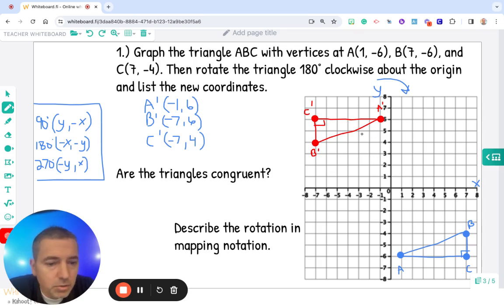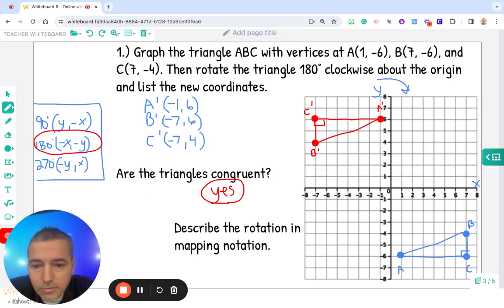Are the triangles congruent? Yeah, we just turned it. It didn't change size or shape, right? So yes, the 2 triangles are congruent. And describe the rotation of mapping notation. Well, we wrote it over here, right? For 180 degrees, it's going to be (-x, -y). The x and y stay in the same position, but they both change signs. All right, I hope that helps.